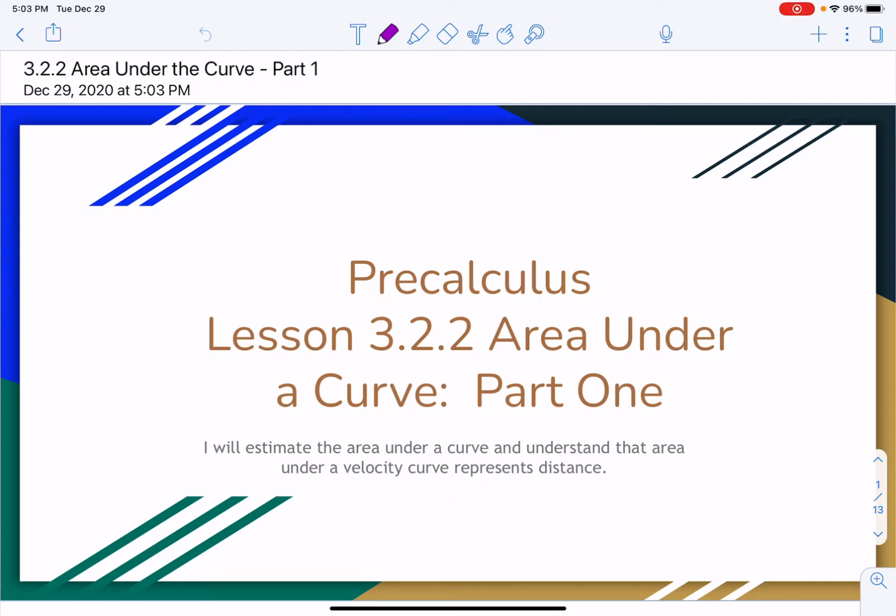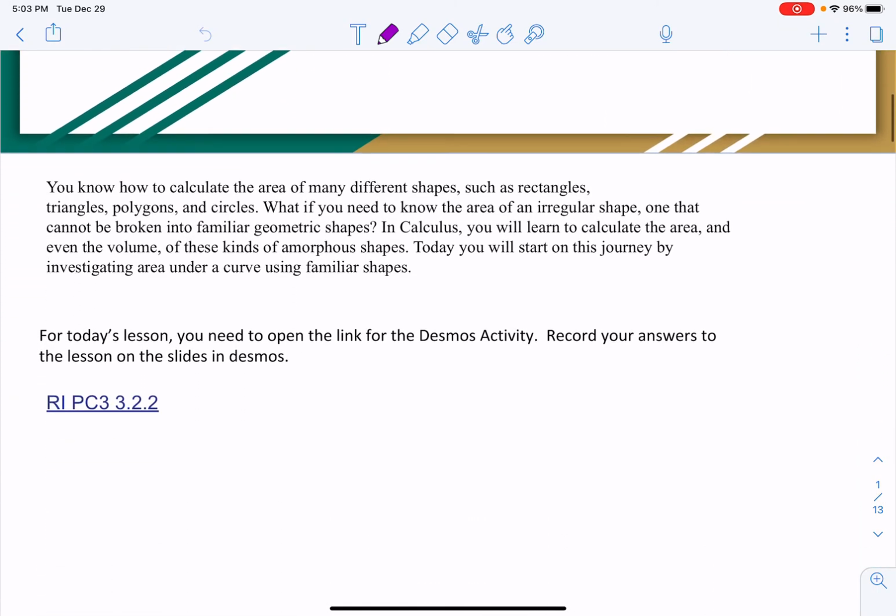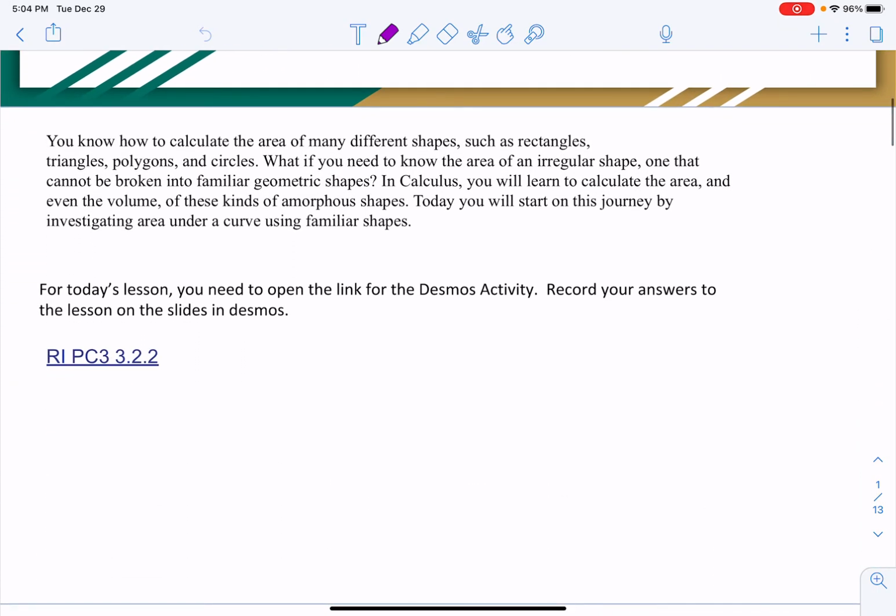Lesson 322, Area Under a Curve, Part 1. Today you're going to estimate the area under a curve and understand that area under a velocity curve represents distance. So you've worked with area on lots of different shapes, but today we're going to work on investigating area under a curve using those familiar shapes.